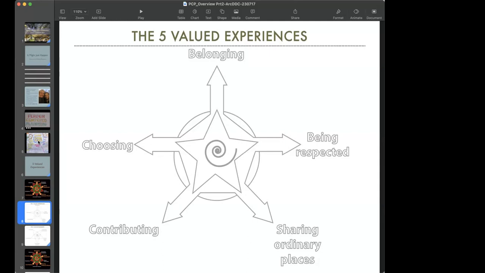If we think about the five valued experiences, and we talked about this last month, these experiences are at the heart of a good life for all of us, right? This idea of belonging, of being able to choose in our own lives, where we can make a contribution, where we're actually respected, and that we get to be and share ordinary places with other community members are at the core of planning and good planning for people, is that we take this into consideration.